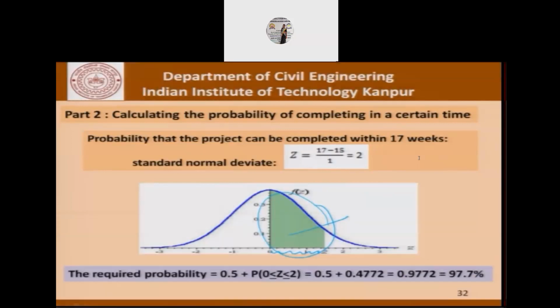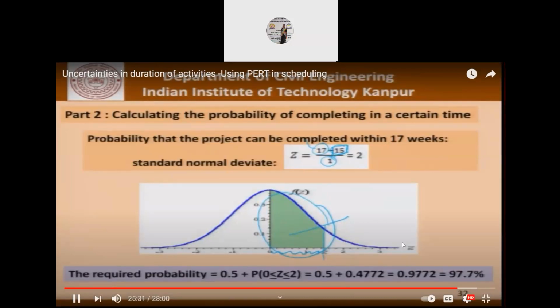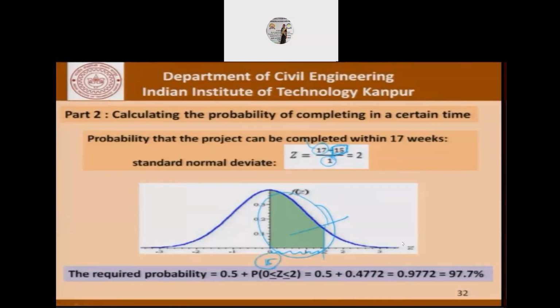So if you do this exercise for this particular project, here we have 15, here we have 17, and here we have 1. 17 is our target. We want to find out what is the probability associated with completing the project in 17 days, which is higher than 15, which is the most likely time of completing this project. So this number here, which has been arrived at using the expected times, is 15, and we are trying to find out what is the probability associated with completing the project in 17, and this is the standard deviation. So the Z value is 2, and with this, if we calculate the required probability, we'll find that the answer is 97.7%. So what we can say is that the probability of completing this project in 17 weeks is 97.7%.